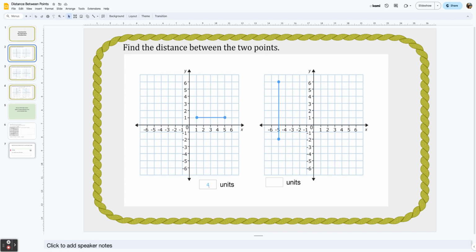It is 4 units long because you're counting the number of spaces. Whenever you're counting the number of spaces on a horizontal or a vertical segment, you can just start at one endpoint and count until you get to the other. I also could observe that this endpoint is 2 below the x-axis, and this endpoint is 6 above, and 2 plus 6 gives me 8 units.